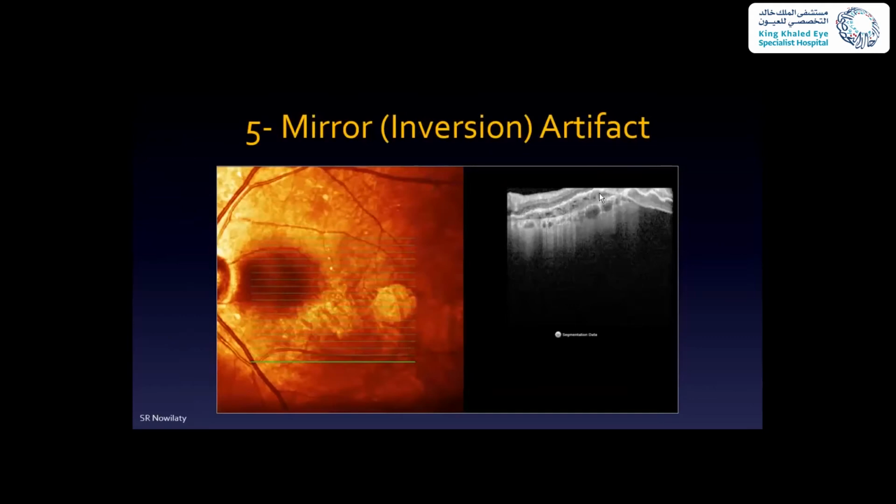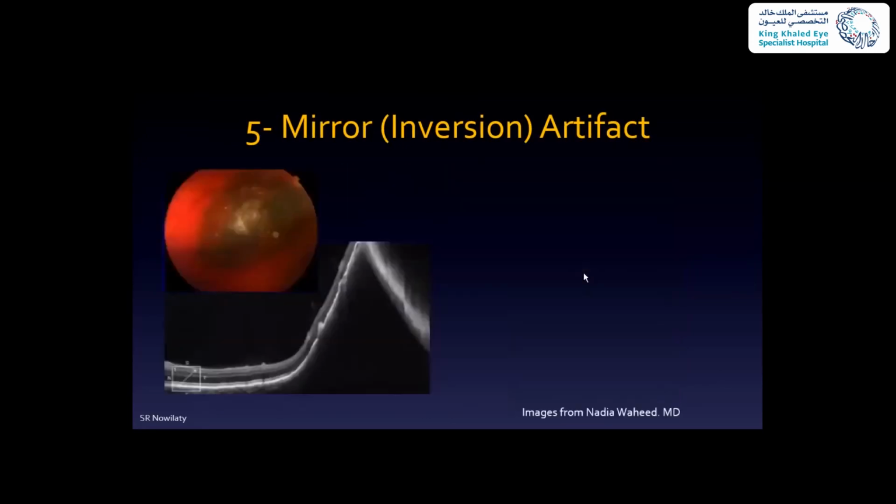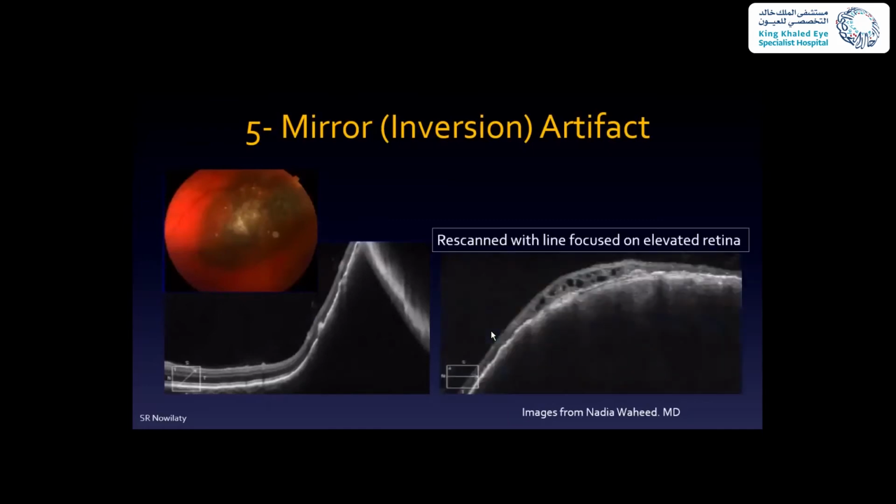Here again, this is another mirror artifact. See, this is supposed to be here, the mirror of this area. Okay, so you have to recognize them. Here, for instance, you have a tumor, and the placement of the scan of the light was not placed properly on the tumor itself. It was placed on the retina, so you got this mirror image. But if you rescan with focusing on the tumor itself rather than on the retina, then you can recognize the tumor itself and the proper RPE and retina on top of it.